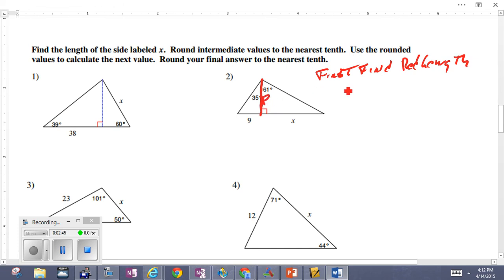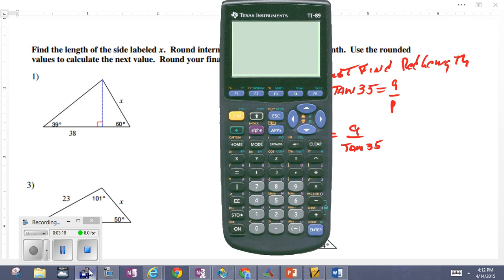To find p, relative to the angle given of 35, we're going to use the tangent. So I'm going to say the tangent of 35 is going to be 9 over p, which says that p can be found to be 9 divided by the tangent of 35. So let's just find that value, and then we'll work with it. I'll pull up my calculator and ask the calculator what is 9 divided by the tangent of 35.